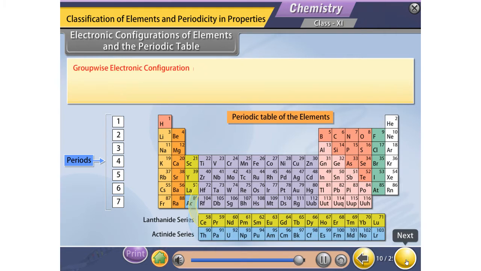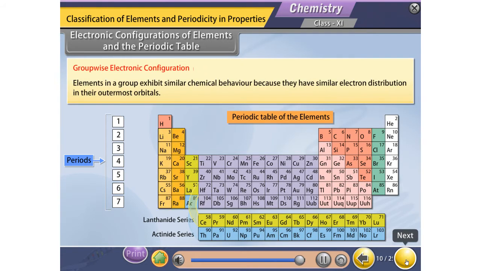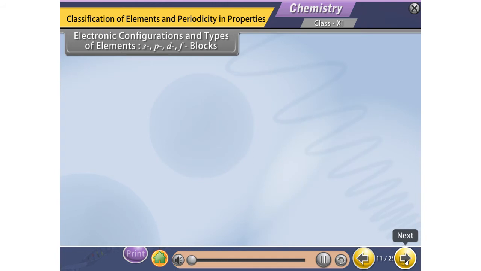Group-wise electronic configuration. Elements in a group exhibit similar chemical behavior because they have similar electron distribution in their outermost orbitals. Electronic configurations and types of elements. S, P, D, F blocks.